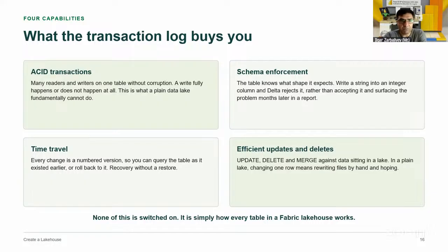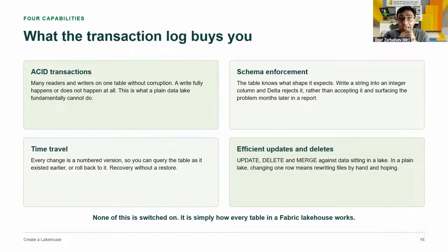First, transactions. Multiple people reading and writing the same table at once without corrupting it or seeing half-finished results. A write either fully happens or it does not happen. This is the thing a plain data lake cannot do. And it's exactly why just putting Parquet files in a folder stops working the moment you have more than one job. Schema enforcement. The table knows what shape it expects.